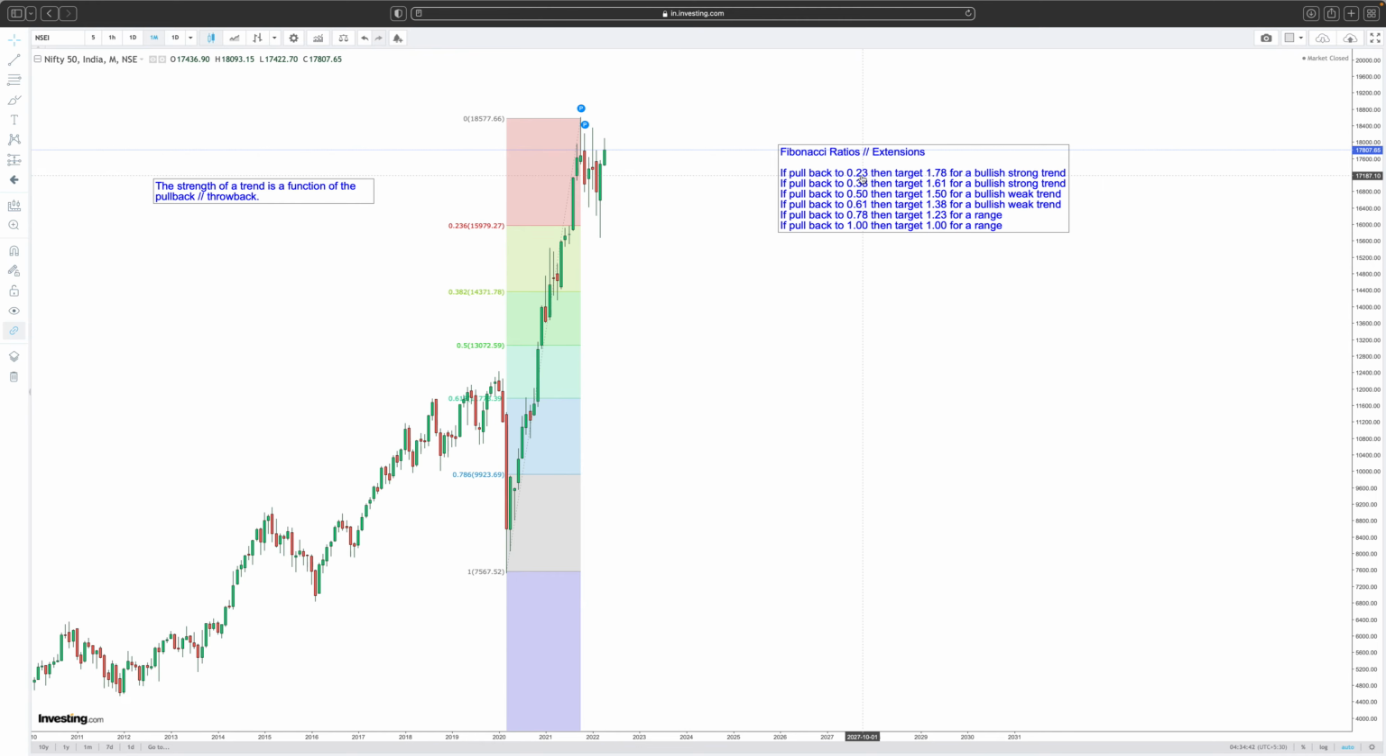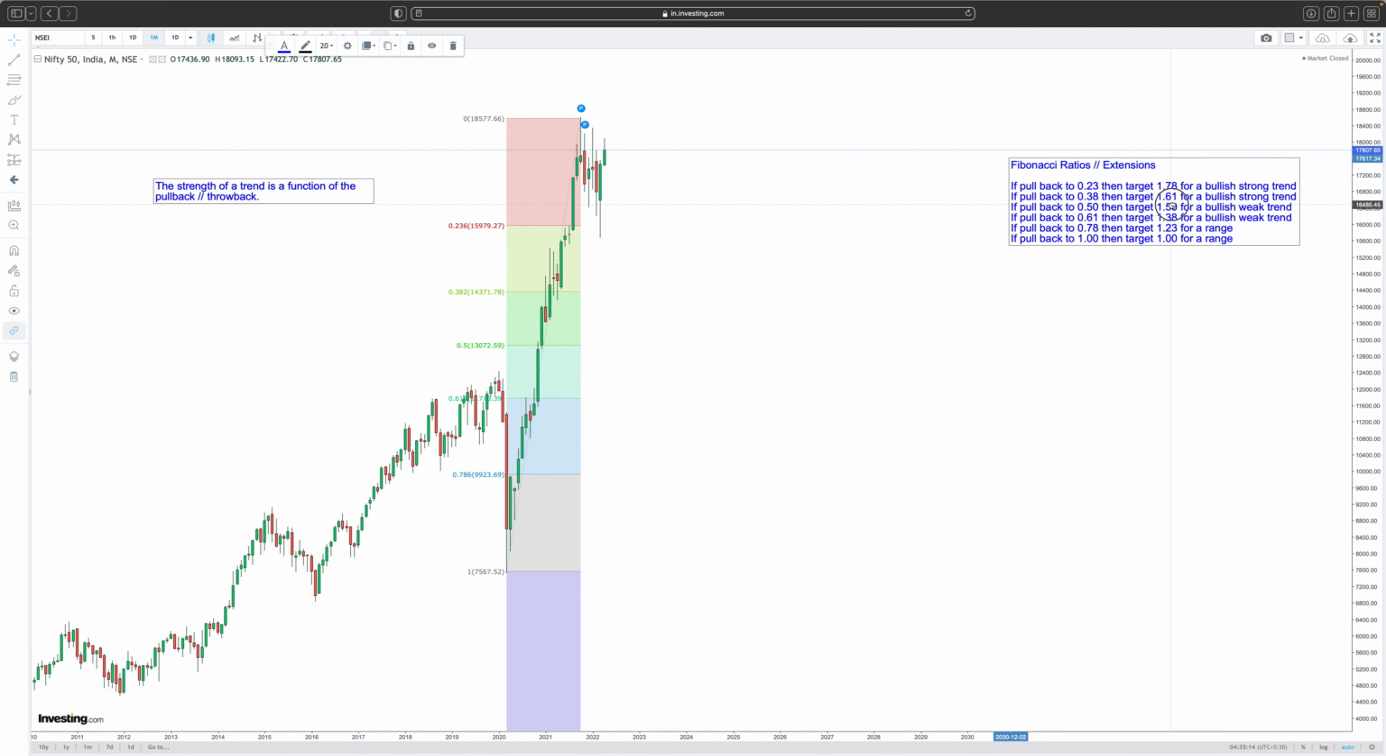That is, if the pullback is till 0.23 fib level, that is 1/5, I will target 1.78 of the move. Similarly, if the pullback is till 38 fib level, I will target 1.61 of the move. If the pullback is till 0.5 level, I will target 1.5 of the move. And finally, if the pullback is till 1, I will target 1. So let us just understand this.